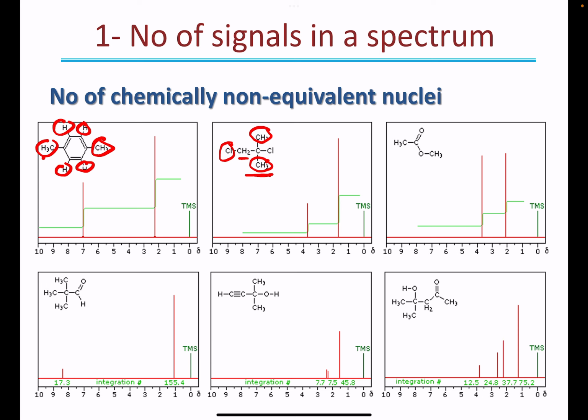This third compound is methyl ethanoate. You have the methyl group here, the 3 protons on the methyl group from the alcohol. That will give you one signal because they are exactly the same. And then the 3 hydrogens from the ethanoic acid part will give you a different signal because the chemical environment is different. These 3 protons are attached to a carbonyl group, while these 3 protons are on a carbon directly attached to an oxygen, so they will have two different signals. You can apply the same principle to find how many different chemically non-equivalent nuclei there are.